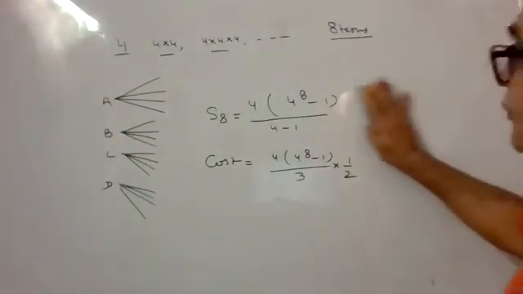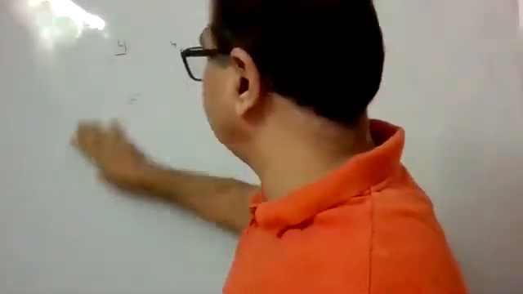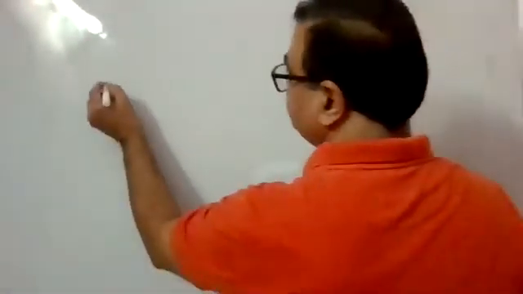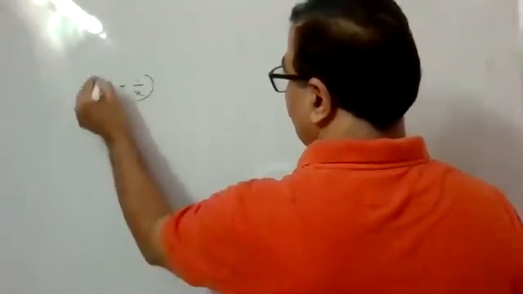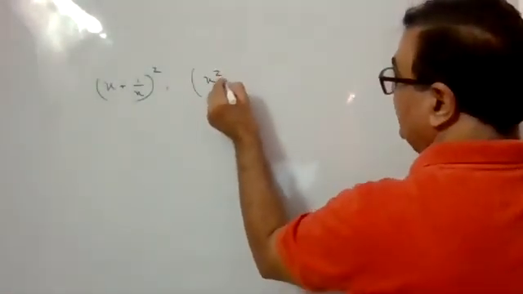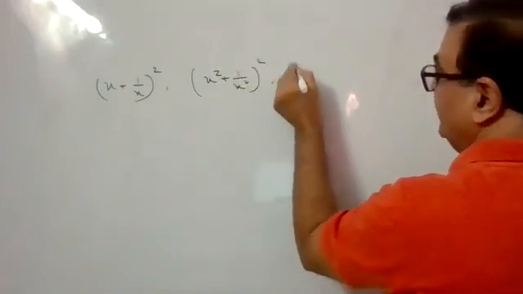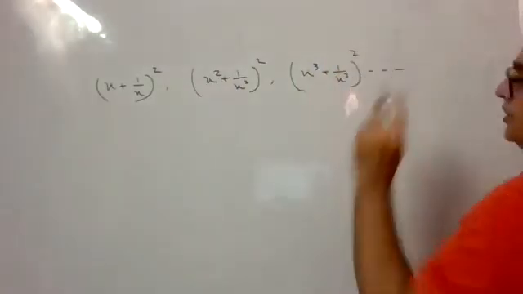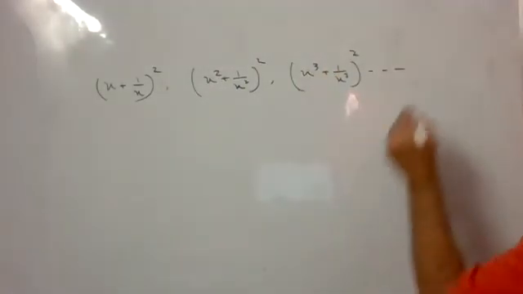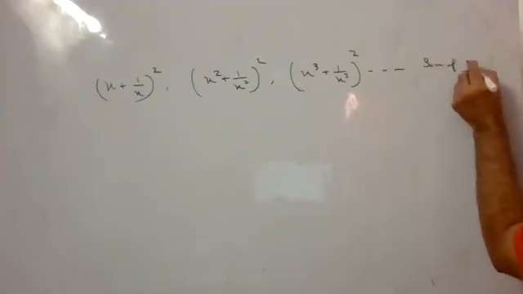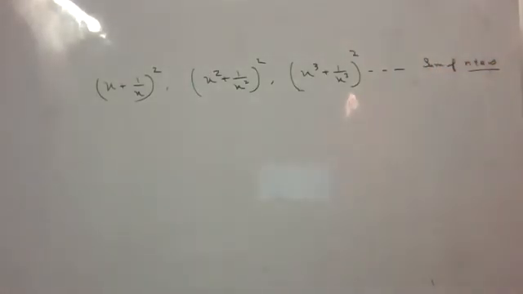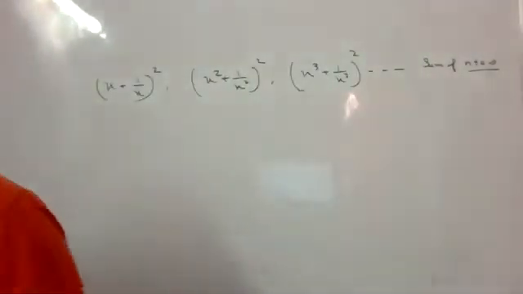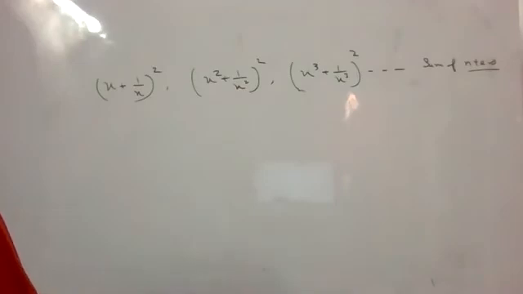Next question, please. Find the sum of n terms of this sequence: x plus 1 by x whole square, x square plus 1 by x square whole square, x power 3 plus 1 by x cube whole square, and so on. I want the sum of n terms.